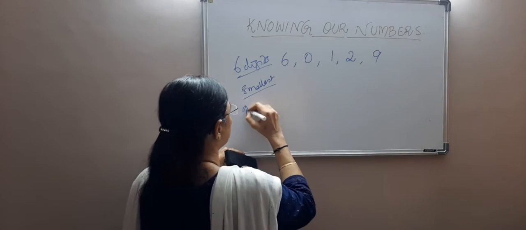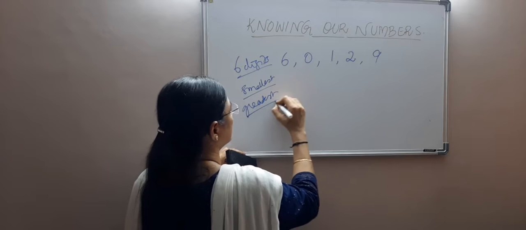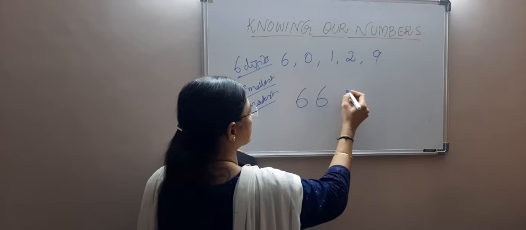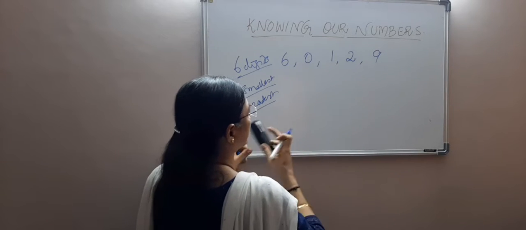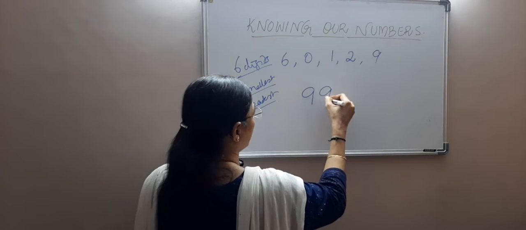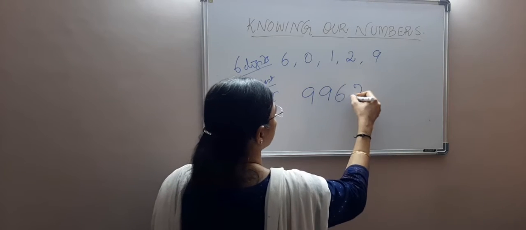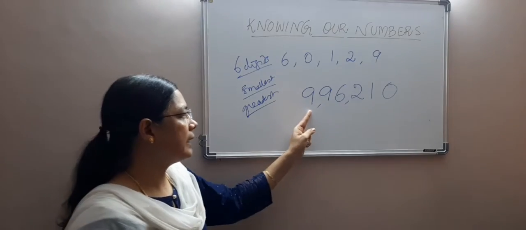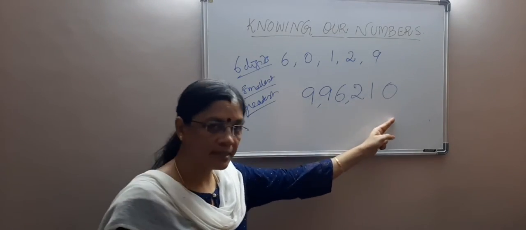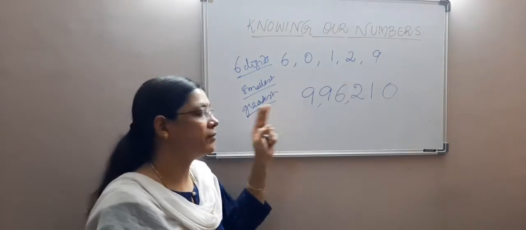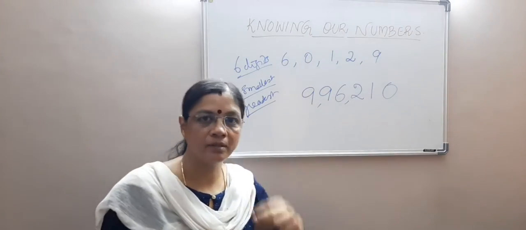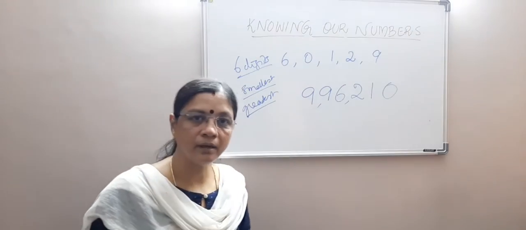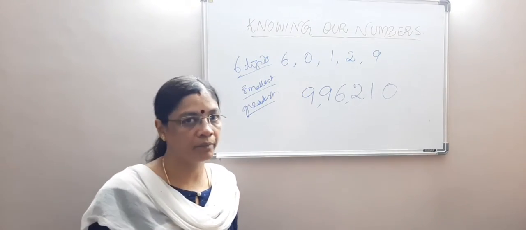Now write the greatest number with this. Which is the greatest one? 6. Of course, again another 6. Sorry, 9 is the greatest number. 9, again a 9. Then 6, then 2, 1, 0. So what do we get? 996,210. We have repeated a number, that is, we have repeated 9 here and written the rest of the digits. So we get the greatest number. Now do you understand how we place zeros appropriately?